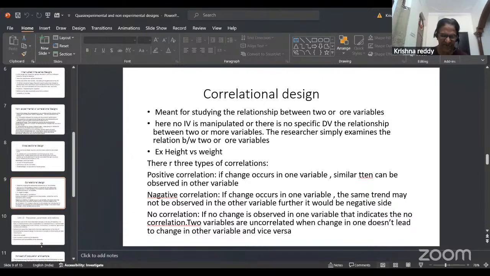There are certain spelling mistakes here, please. In the PPT which is shared, there are certain spelling mistakes, please try to correct it. Okay? Yeah.